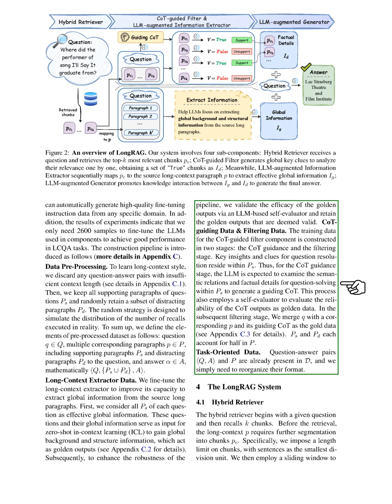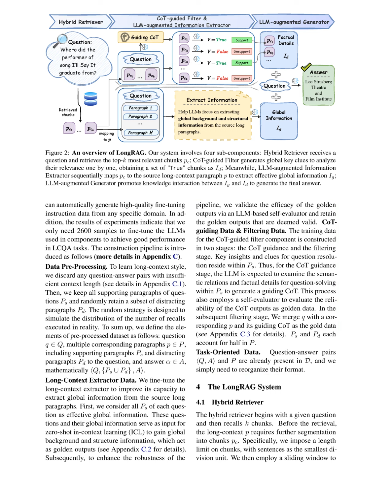For the COT-guided filter, we construct training data in two stages, generating guiding chains of thought, COT, and filtering. We focus on the supporting paragraphs to derive insights for question resolution, using a self-evaluator to confirm the quality of the COT outputs. In the filtering stage, we combine the question with its corresponding paragraph and guiding COT to create our gold data. Finally, we organize the existing question-answer pairs and paragraphs in our dataset to align with our task-oriented goals.